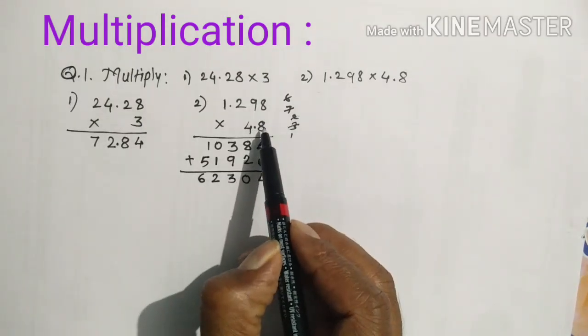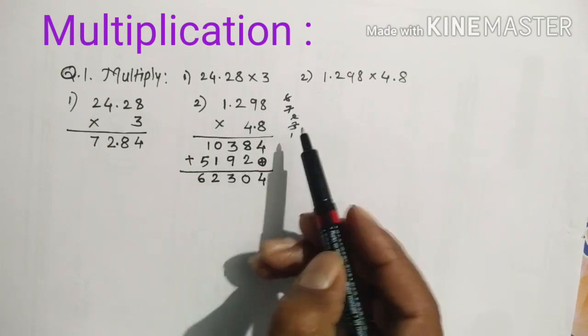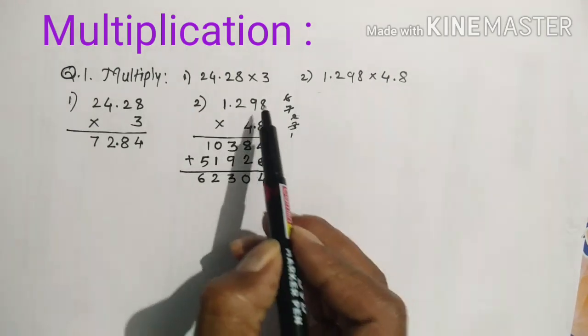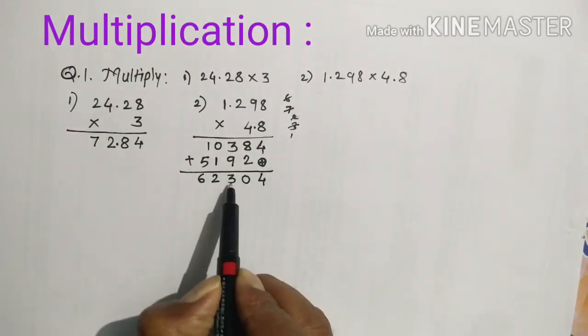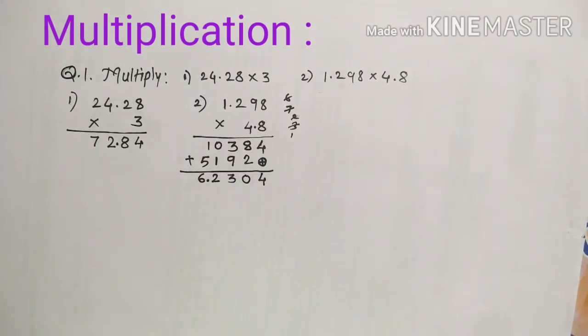Here count the number of decimal places. Here it is after one digit and here it is after three digits, so 3 plus 1 would be after 4 digits, or simply you can count 1 place, 2 places, 3 and 4 places. So 4 places from the right side, here we have to put the decimal point. Okay, let us take more examples.